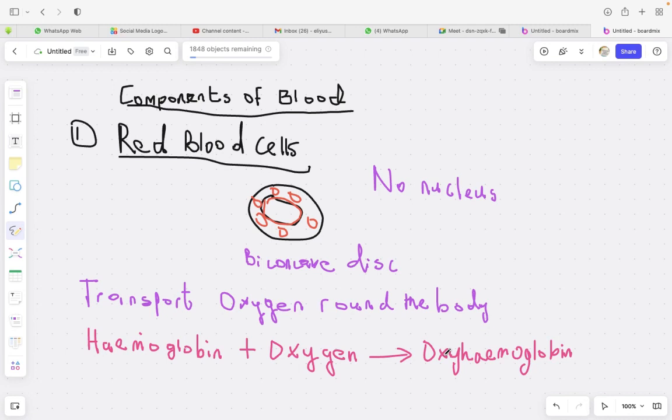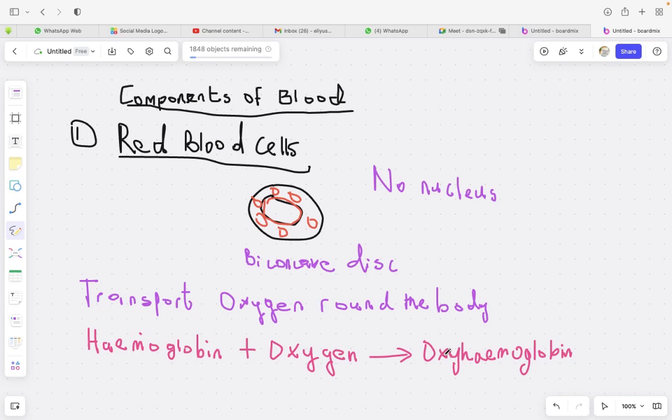Then the hemoglobin again goes back inside the red blood cells and goes back to the heart, then from the heart to the lungs again, and then picks up oxygen again. Okay, so this is the job of the red blood cells.